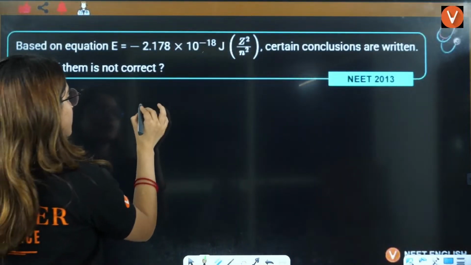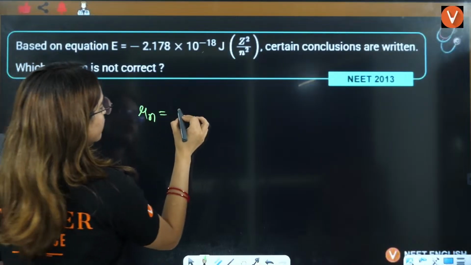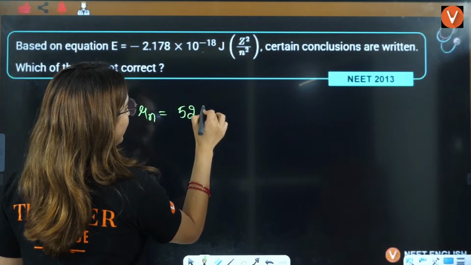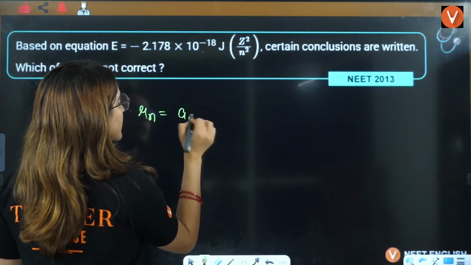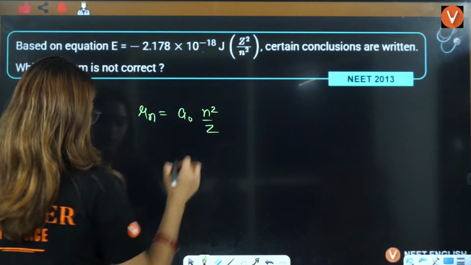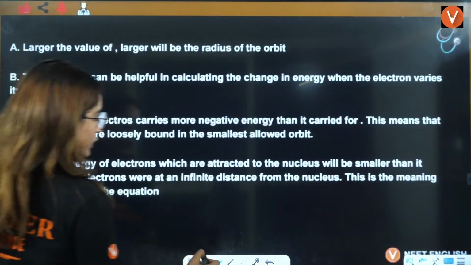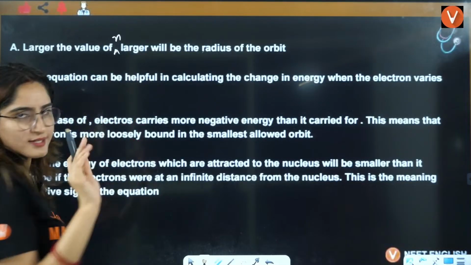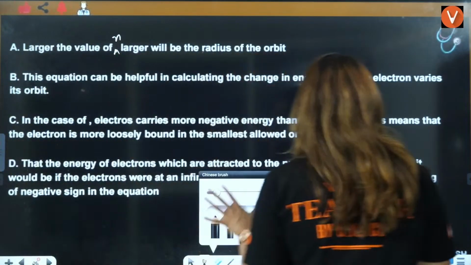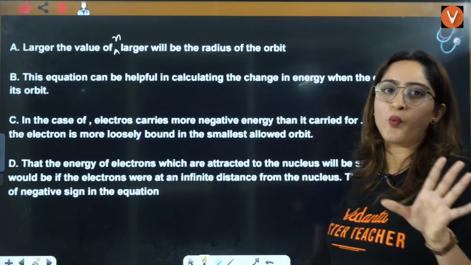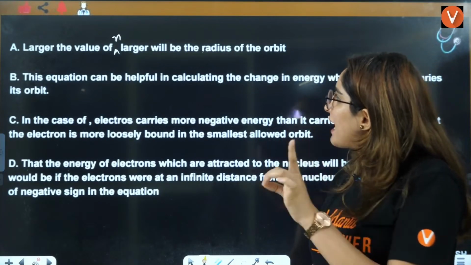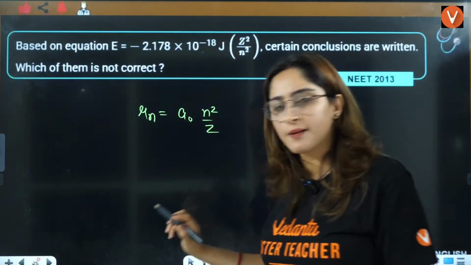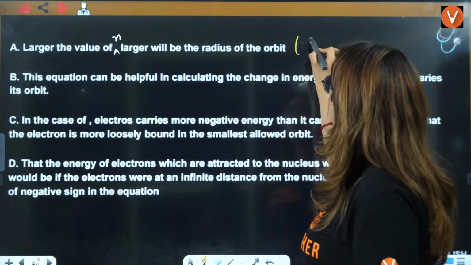See, there is some confusion with the question. They would have also given Rn is equal to A0, or 52.9, or directly you can say A0 n square by Z. Larger the value of n, larger will be the radius. This is actually the real statement here, okay? This is the statement that was given in the question. More the value of n, more will be the radius. That is true. So we can say this is true.